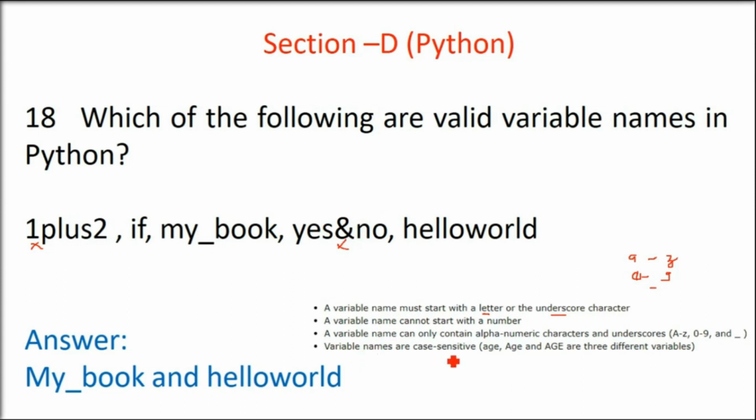Variable names are case sensitive. Capital and small are not same. And you cannot have a reserved word. If, then, else, like this. So these are reserved words. We cannot have it. So here if will fail. So my book, my underscore book and hello world will be the answer. They will pass the test.